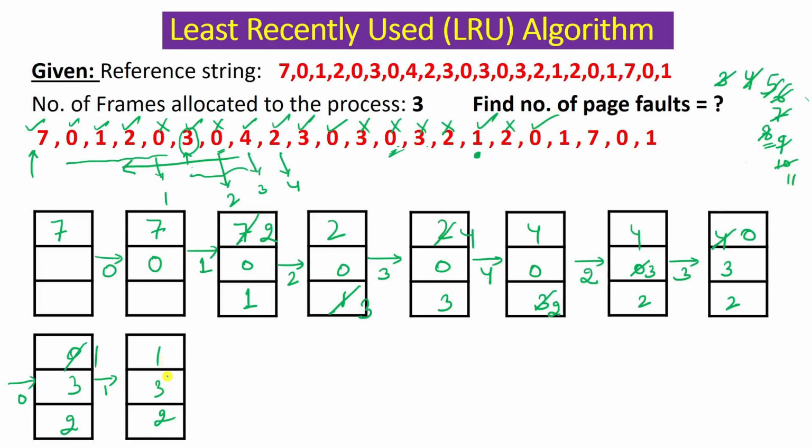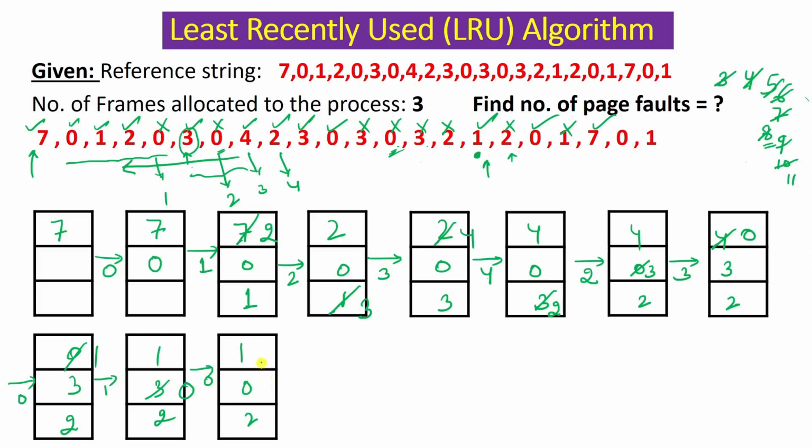Okay, so which page should I replace out of 1, 3, 2? So 2 is here, 1 is here, and you can say 3 is here, right? So I should replace 3. So I will replace 3 by this 0. So 1, 0, 2. Okay, so now 1 is here, so 1 is already here, so it will not generate page fault. Now 7 is not here in any of the frame, so it will generate page fault.